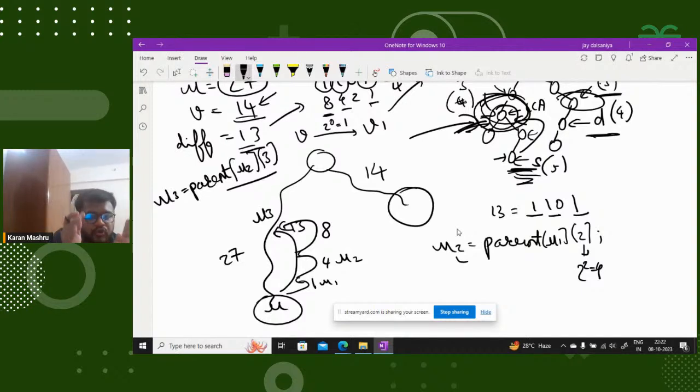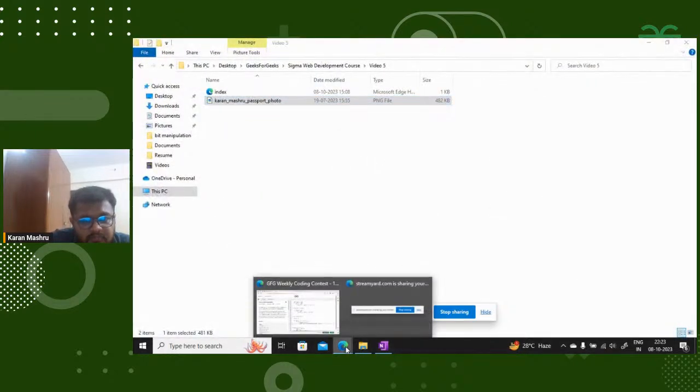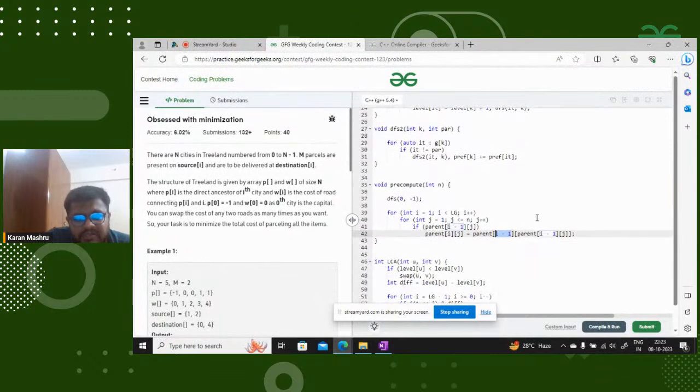Now U and V both are at level 14 from the root node. Tell me, is this clear? First, making both of them to the same level, is this clear? Someone please tell me, is this clear? Okay. So now let's look at that code.